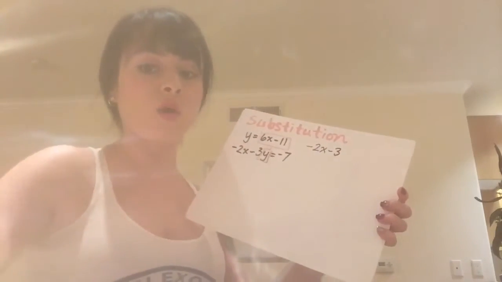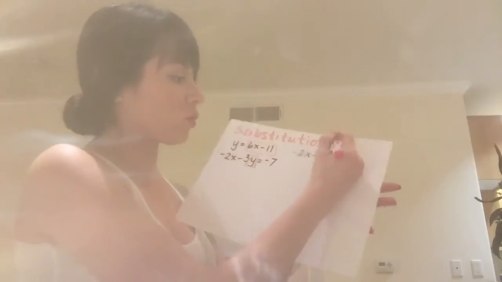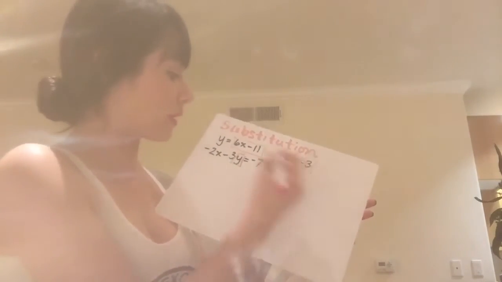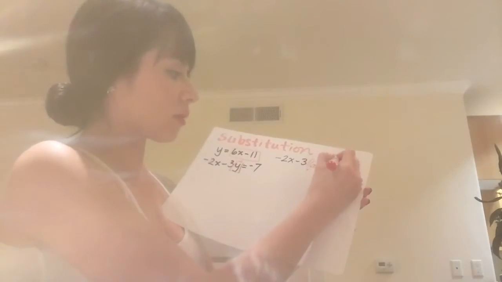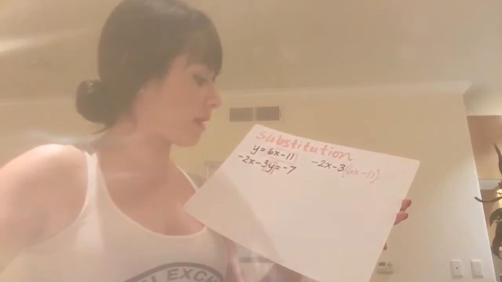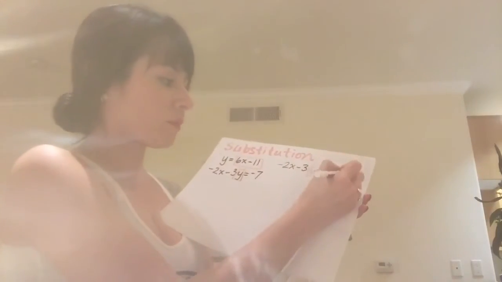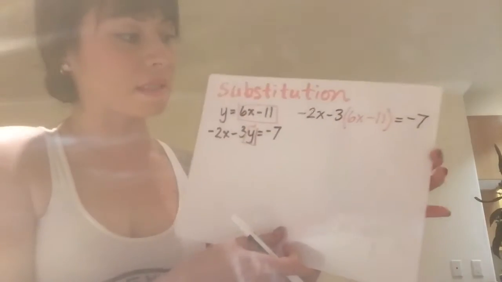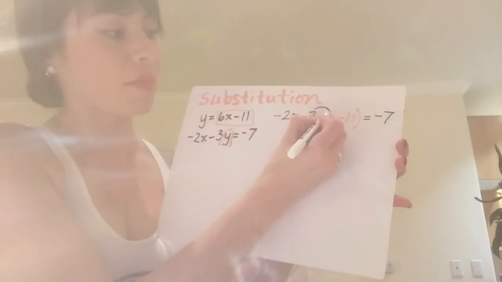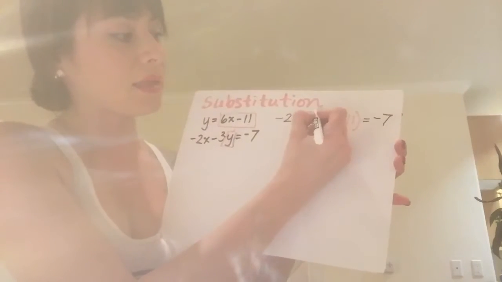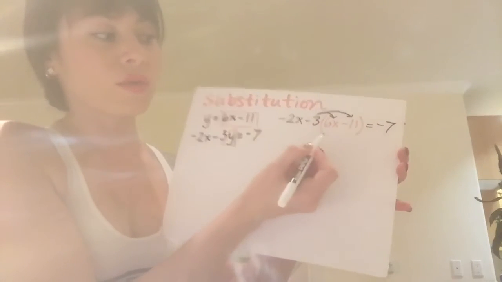We're going to plug in what y equals on the other equation, which is, we need to separate by parentheses, and we need to put 6x minus 11, close the parentheses, and then that equals negative 7. So our first step after this is called distributive property. So we need to distribute this negative 3 by multiplying it to the 6x and then the negative 3 multiplying it to the negative 11.